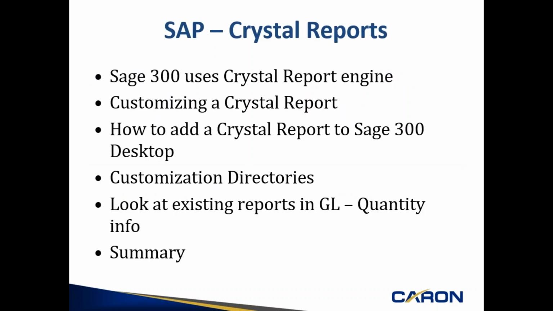So I'm going to look at Crystal Reports first. The first thing we have to state is that Sage 300 uses the Crystal Reports engine. What that means is that you can print a report and it will run. You know it's Crystal Reports because you can look and see the extension. But you cannot modify that report unless you have the Crystal Reports program. So you'd have to purchase that program. It doesn't come with Sage 300. You would have to purchase the program and then you would have to learn how to use it.